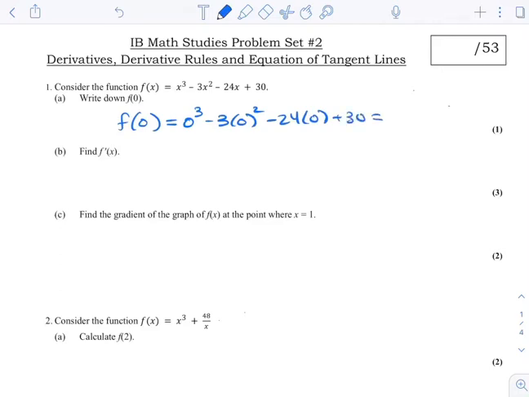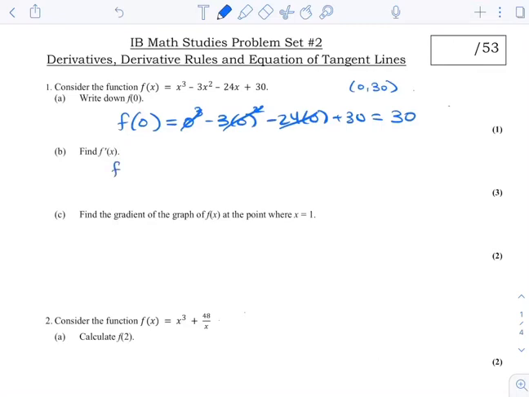And the good thing about substituting 0 is each term that has x becomes 0, because 0 cubed is 0, 3 times 0 squared is 0, 24 times 0 is 0, leaves us with just 30. So what does that mean? f of 0 is equal to 30? Well, that means that we have a point. 0 and 30 would be a point on our graph.